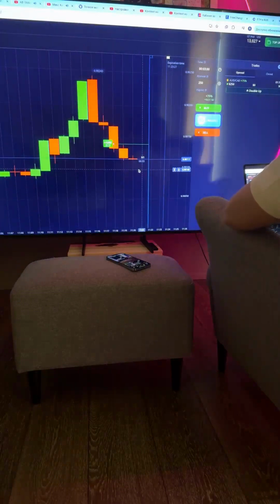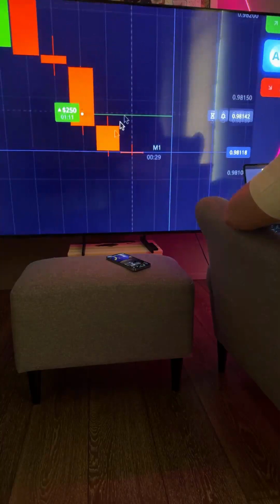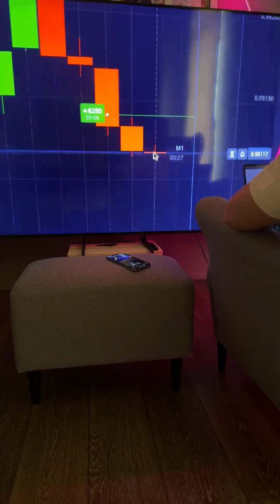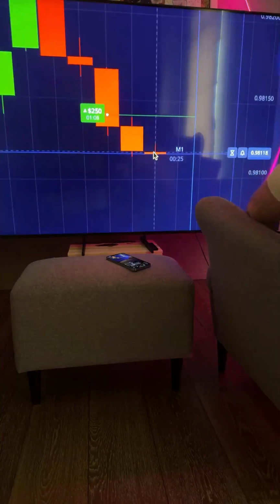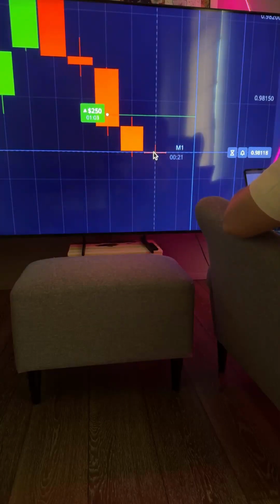I have 1 minute and 17 seconds left. There's a slight correction happening, but I'm expecting growth here. Let's keep watching. According to the bot, we immediately saw a signal to go up. We're monitoring, and we have 1 minute left.